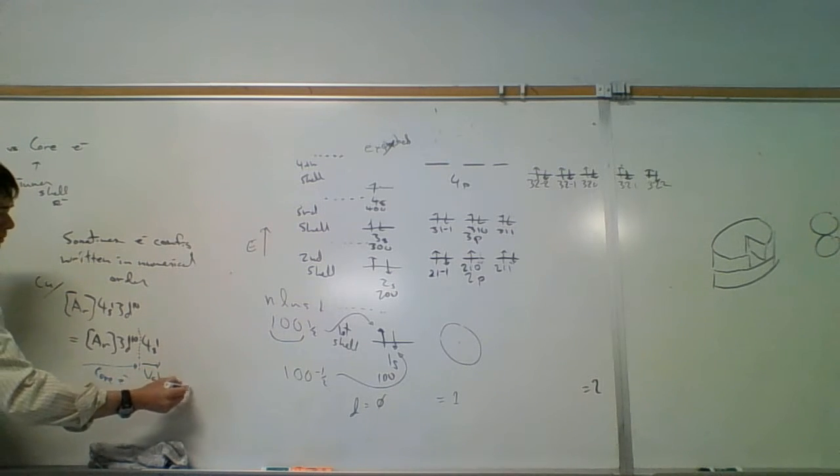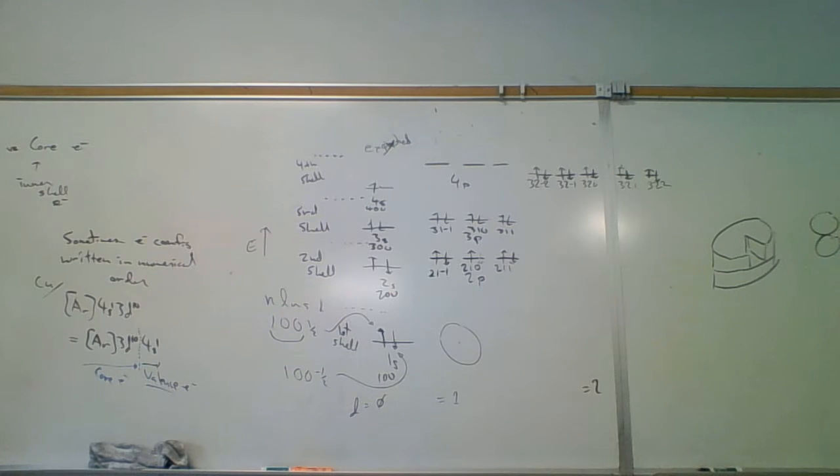Now if you're ever confused about this, remember the highest n. What is the highest n? 4. And so the valence electrons will all have n equals 4. 3 is not. 3 is inner. And so why do we care? Why we care is this. If you're an oxidizing agent, what do you want?